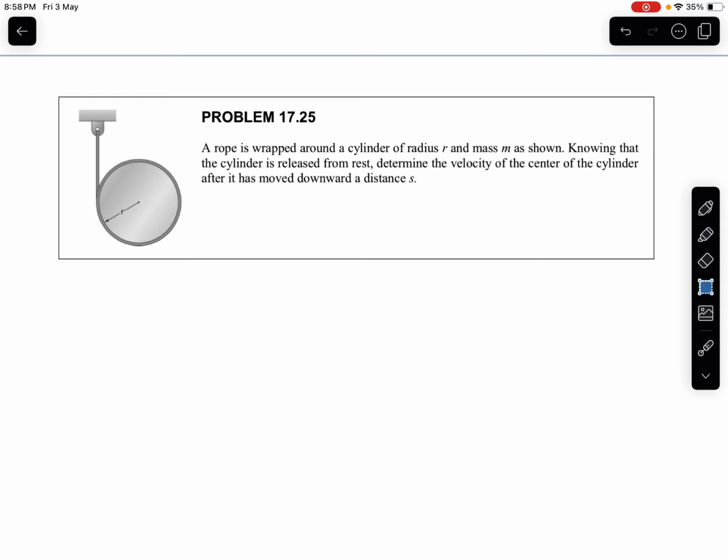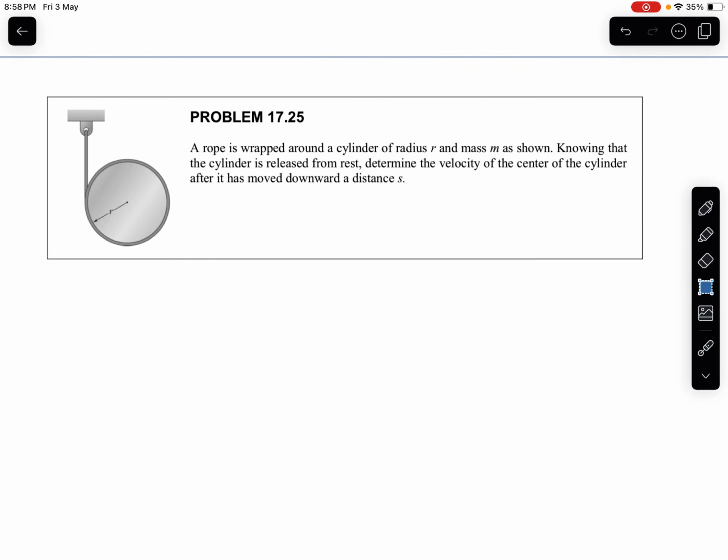Okay, so here in this problem, a rope is wrapped around a cylinder. It has a radius r and mass m. Knowing that the cylinder is released from rest, we have to obtain the velocity of the center of the cylinder after it has moved by distance s.